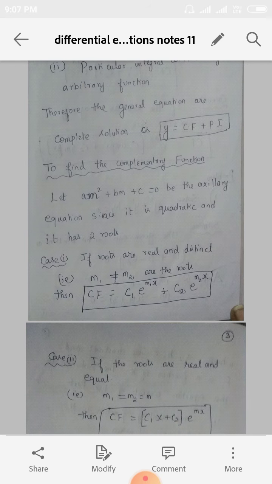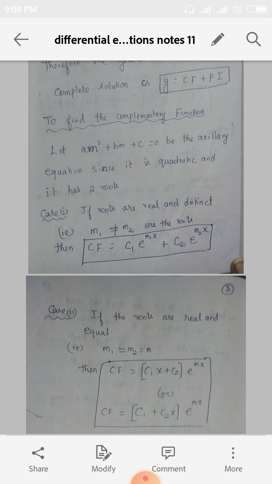Okay. Next, how can we find the complementary function? Suppose the given equation is of the form a m square plus b m plus c is equal to 0, which is the auxiliary equation. Since it is a quadratic equation, it has two roots.